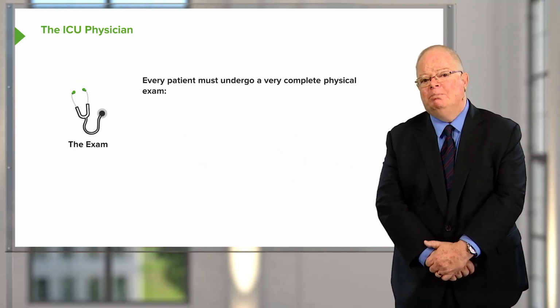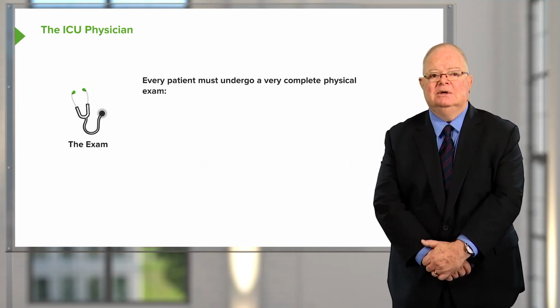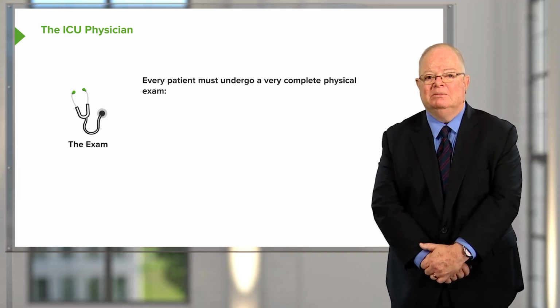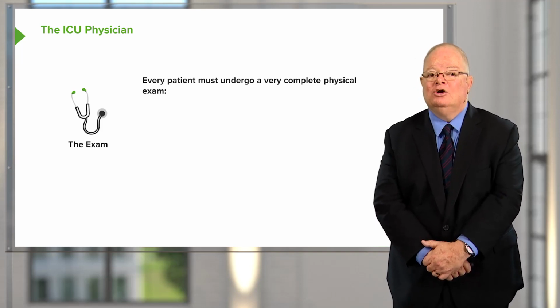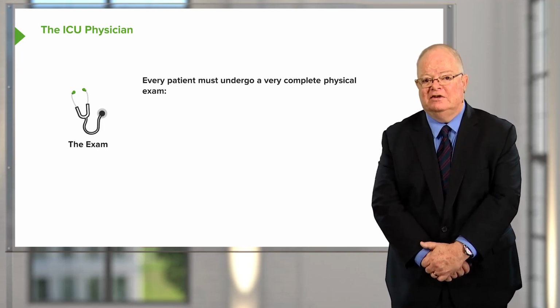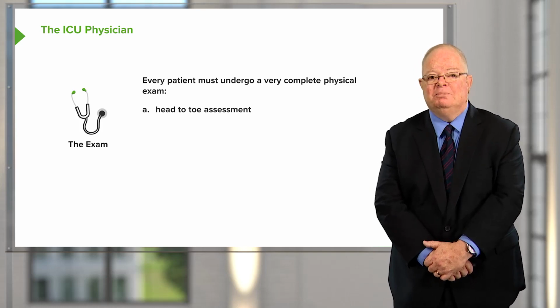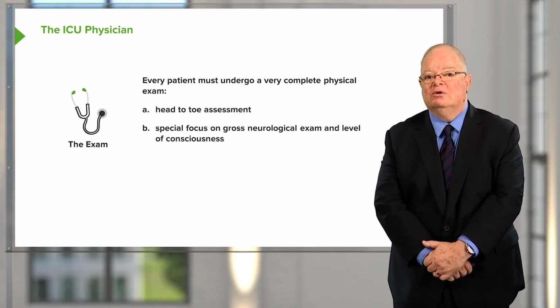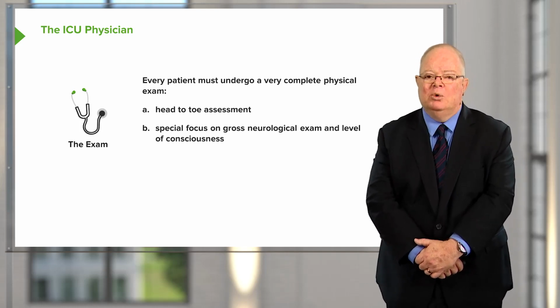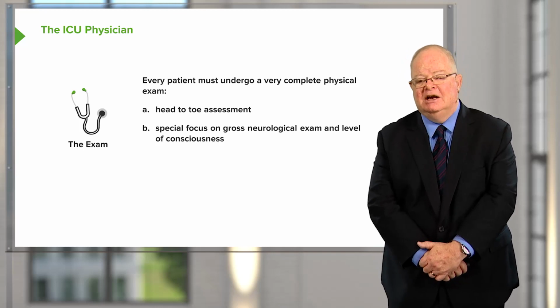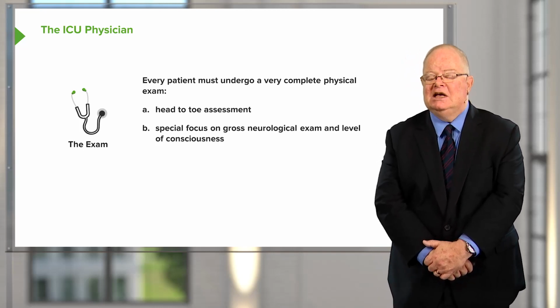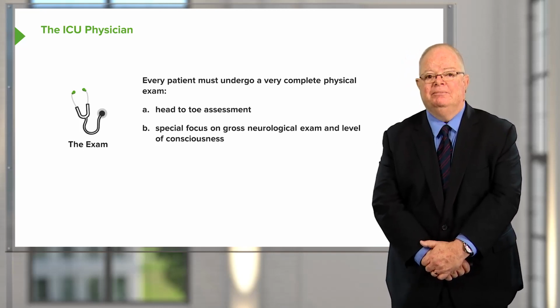So what happens to a patient that enters the ICU? Well, the first thing that happens is they have a very complete physical exam, much more complete than we see in most areas in the hospital, but it's done quickly and with great efficiency. It's a head-to-toe assessment with special focus on gross neurologic exam and the level of consciousness. It's very important to know what your patient's level of consciousness is at the beginning of their stay in the ICU and to keep an eye on that throughout their stay.